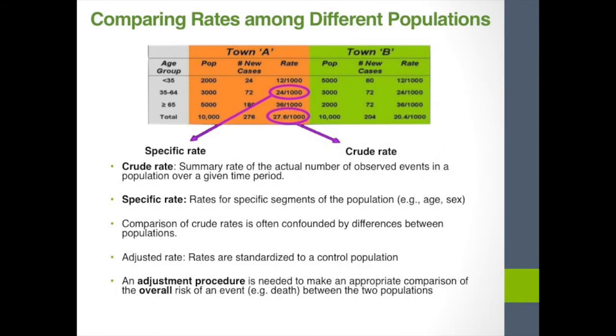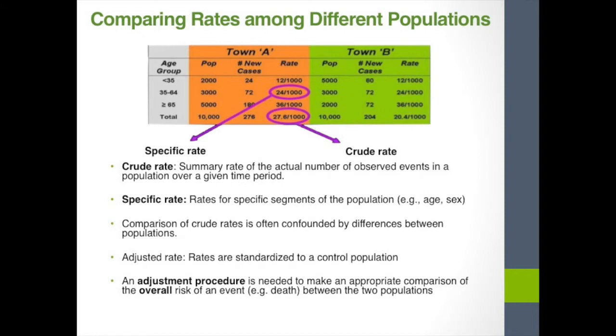Finally, a few words on how to compare rates among different populations. You might have a crude rate calculated for one population, summarizing the actual number of observed events in the population. Specific rates provide this information for segments of the population divided by age or sex, for example. It's often difficult to make fair comparisons of crude measures of disease frequency because of key differences between the groups that affect disease rates. Therefore, we should adjust the rates, which means to standardize them to a control population.